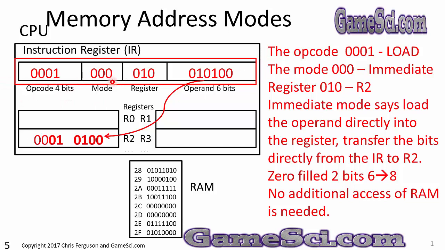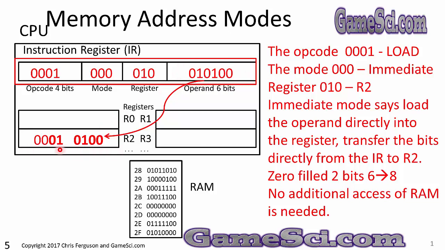The 3 bits for the mode are set to 000. That is immediate mode. The 3 bits in the register are set to 010. That means use R2. Immediate mode says load the operand directly into the register. Transfer the bits directly from the IR to R2. See the bits in the operand? Immediate mode says I want to load those into register R2.